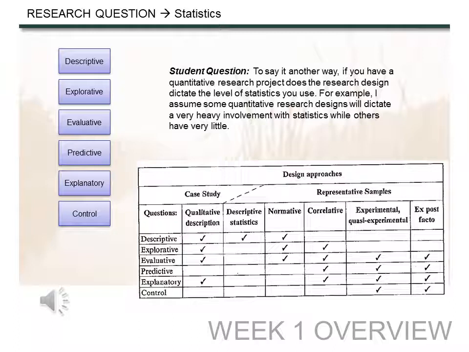Obviously, a number of these we could actually approach using qualitative methods, right? So descriptive or exploratory, or even explanatory or evaluative studies, can be approached using qualitative description or a case study approach. But when we start moving into using representative samples, random samples from the population, to understand these phenomena, you see that descriptive statistics again starts off as this very basic level.